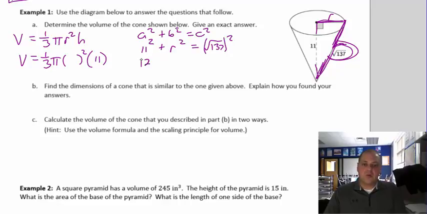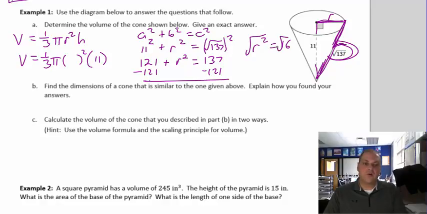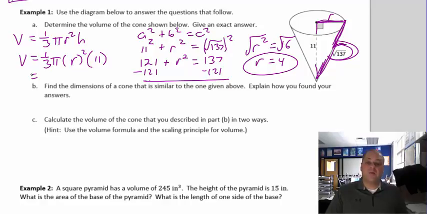So this is going to be 121 plus R squared equals 137. Subtract 121, and you get R squared equals 16, and then of course you take the square root, and R is 4. So there's our R. We could put that in there, and now we can find the volume of our cone. 1/3 pi r squared times 11. Oh, wait, 4. Why did I put R in there? That should be 4. Sorry about that.